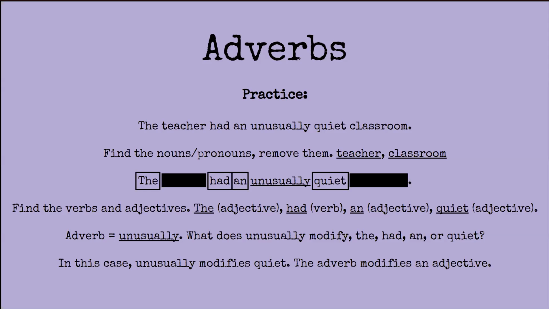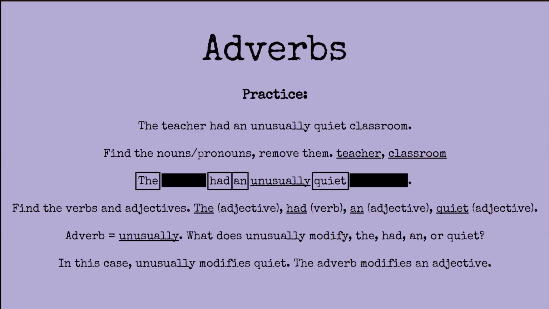Well, remember, adjectives, the, a, and an are adjectives, so I know the and an are both adjectives in this sentence. That means that all I have left are had and quiet. I need a verb to have a total sentence. Had in this case is the verb. Quiet is adding more information to the noun classroom, so it is an adjective as well. Again, I have that magical word with an ly at the end. It's safe for me to assume that that is my adverb.